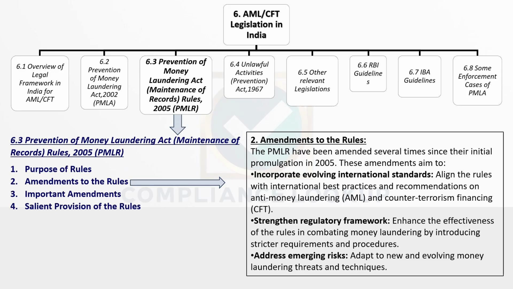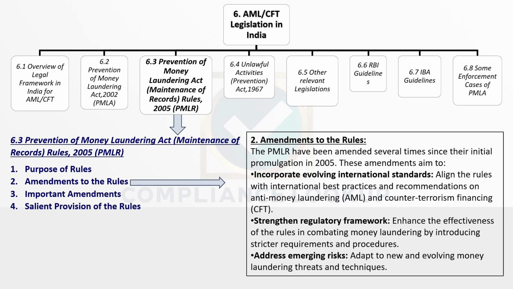Example: after amendments, if a bank notices unusual activity in an account, for example, sudden large deposits inconsistent with the customer's profile, it must investigate further and possibly report the transaction, ensuring that criminal activities are flagged quickly.